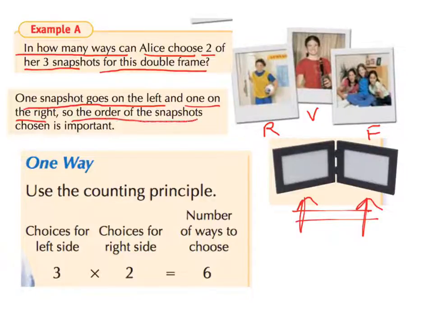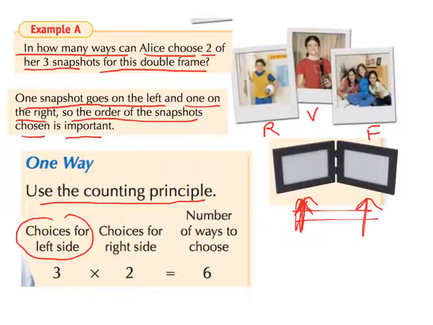So the order of the snapshots chosen is important, because if he places one snapshot on the left, he cannot place the same snapshot on the right. So the order of the snapshot matters. Let us use the counting principle to know the number of choices he has. Now let's take what are the choices he has for the left side of the frame. He can put either this or this or this. So he has 3 choices to place any of the snapshots on the left frame.